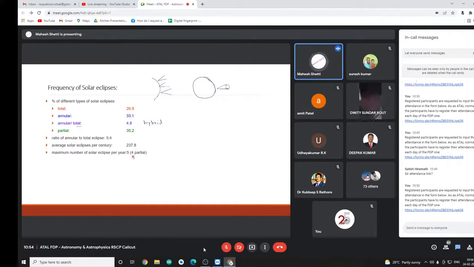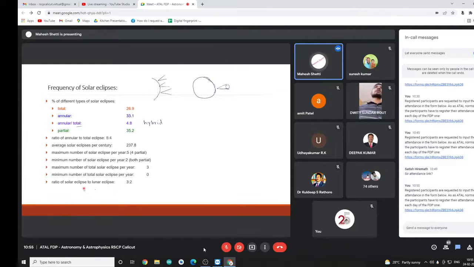The maximum number of solar eclipses per year, as we have already seen, is 5, and out of that 4 will be partial eclipses. So not all 5 are going to be total eclipses; the 4 will be partial. The minimum number of solar eclipses per year is going to be 2, and here both can be partial. The maximum number of total solar eclipses per year is 3. The minimum number of total solar eclipses per year can be 0. What does it mean? It means that 2 eclipses happen, and both were partial. Very unfortunate, there will be no total solar eclipse.